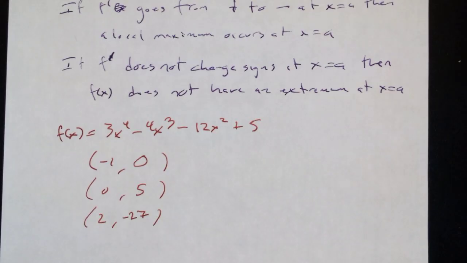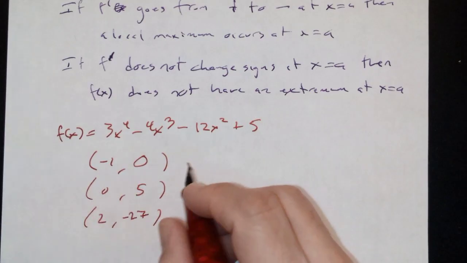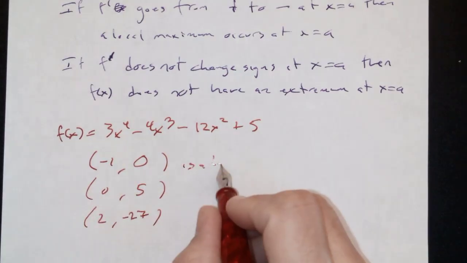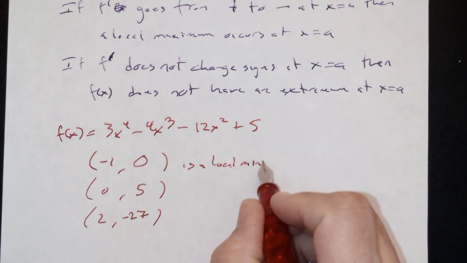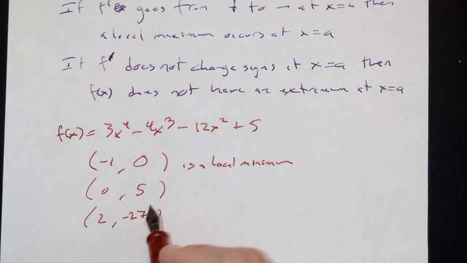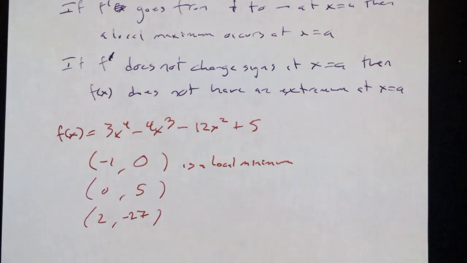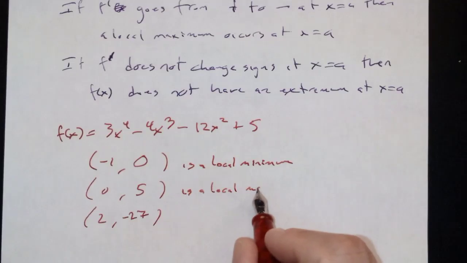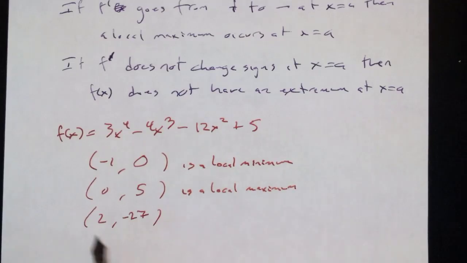Now, let's characterize each of these. (-1, 0) is a local... What did our sign chart say? Oh, (-1, 0) is a local min. And (0, 5) was a local maximum. And (2, -27) is a local minimum. Hey, wait a minute.